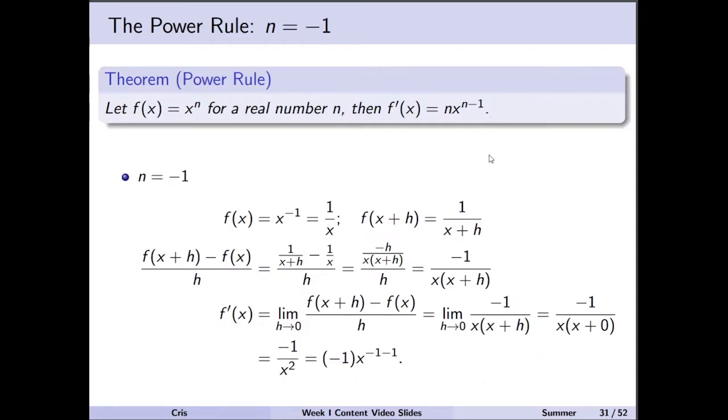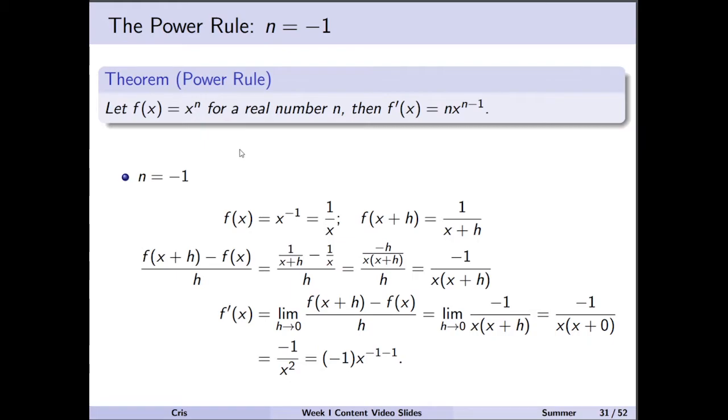Let's look at the power rule for a negative number. It's true for all real numbers, but let's look at a negative number when n is minus 1. Then we should get a derivative of minus 1 times x to the minus 2, which you can see we do at the very bottom. But let's go through the steps.